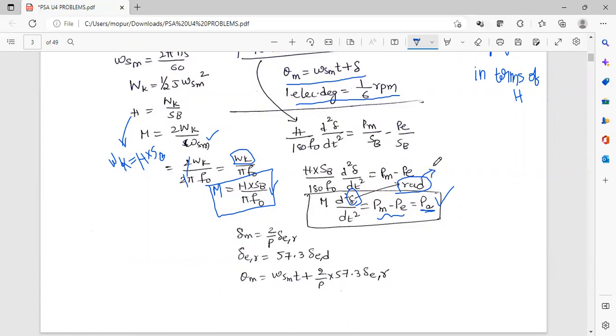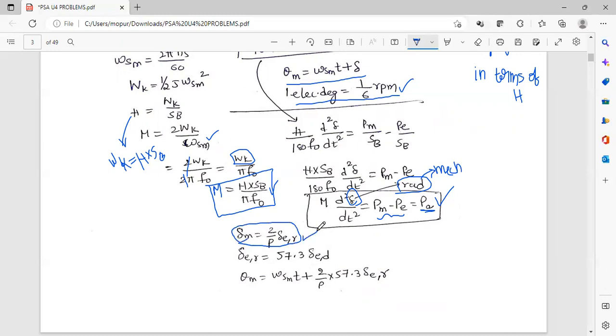This is actually mechanical radians. So these mechanical radians should be converted into electrical radians, and electrical radians should be converted into electrical degrees. After converting into electrical degrees, you can use the same formula to convert into RPM. So how to convert? We know that δm is equal to 2/P times δe. Mechanical radian is equal to 2 by P times electrical radian.